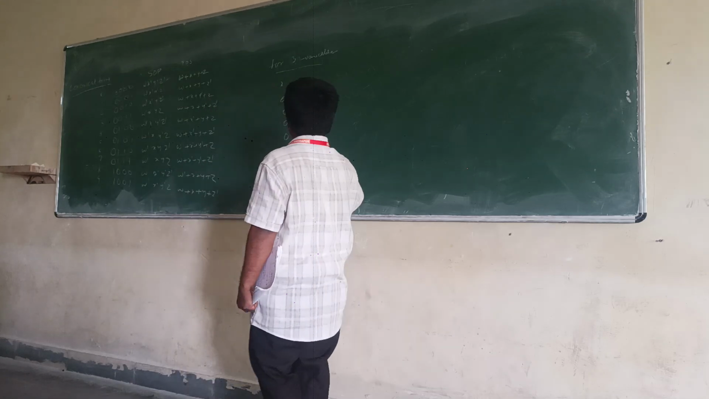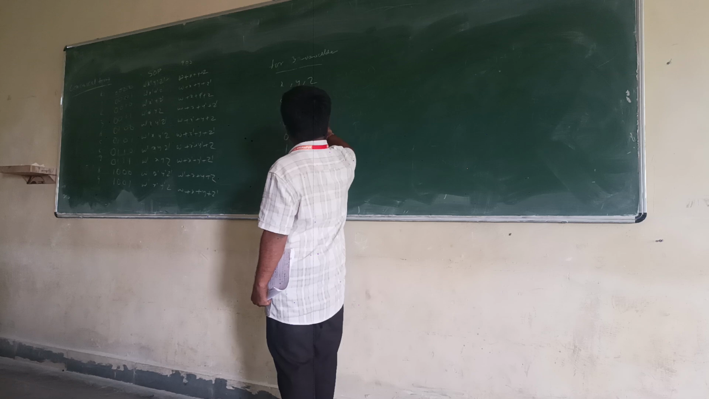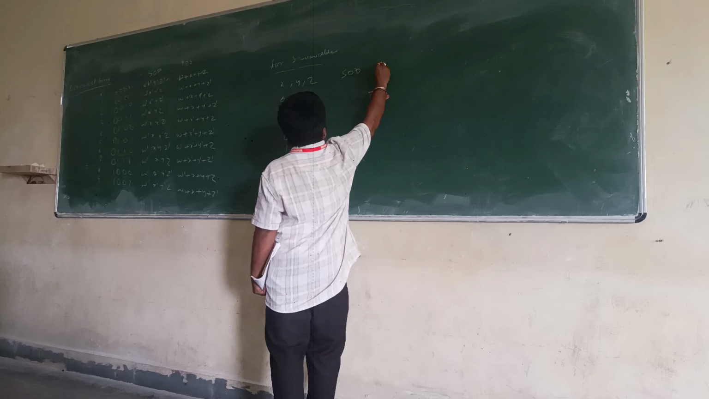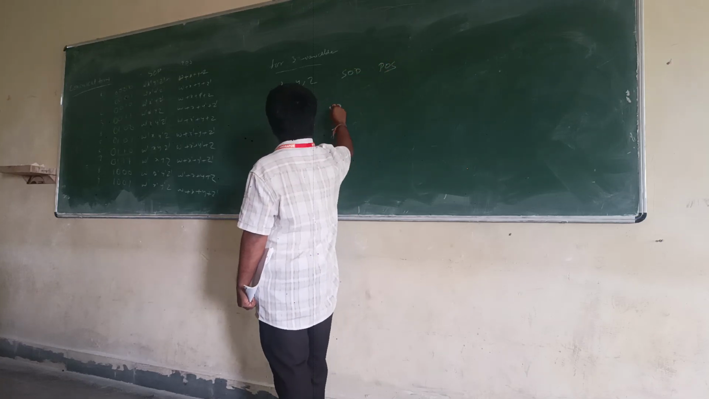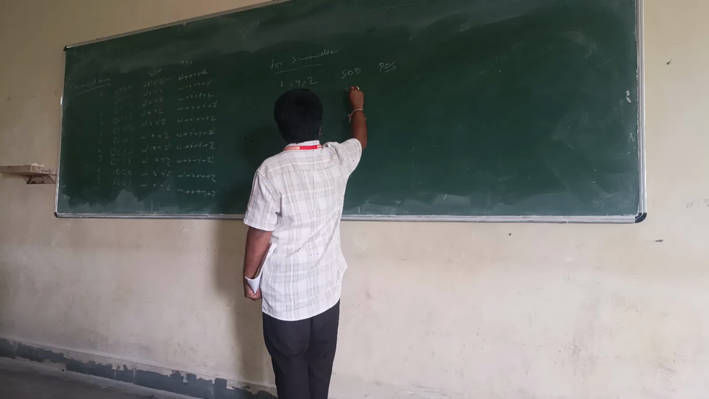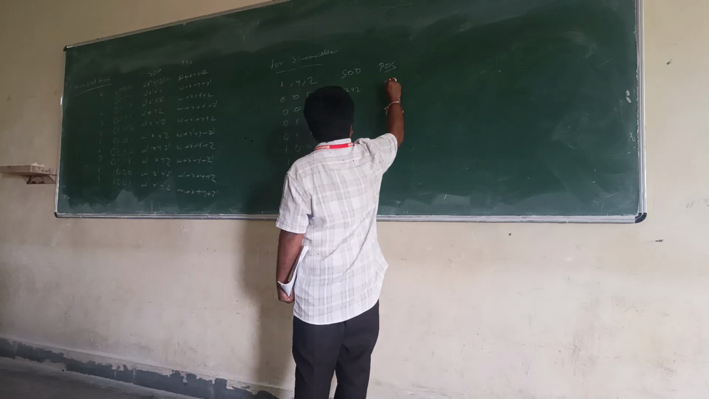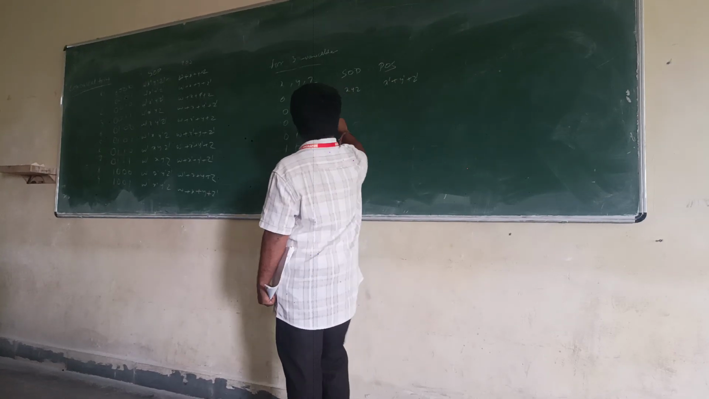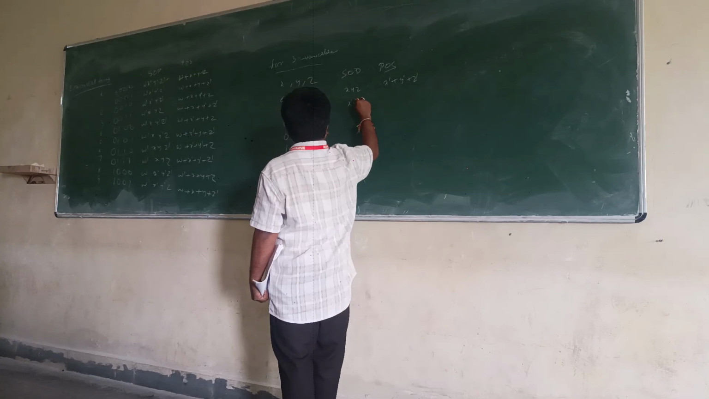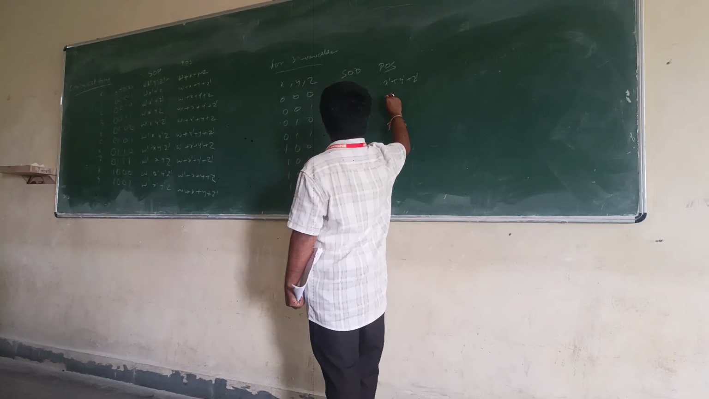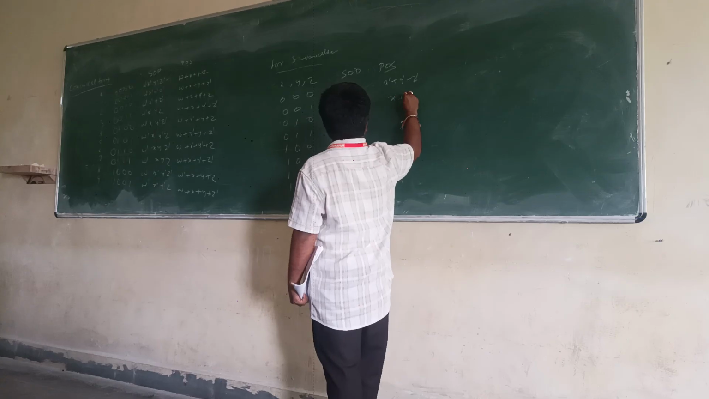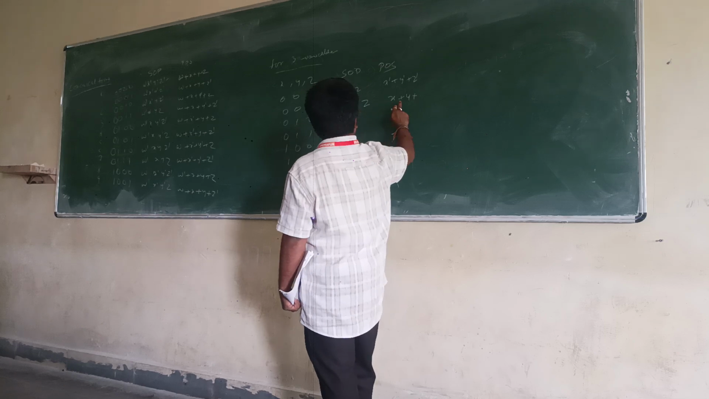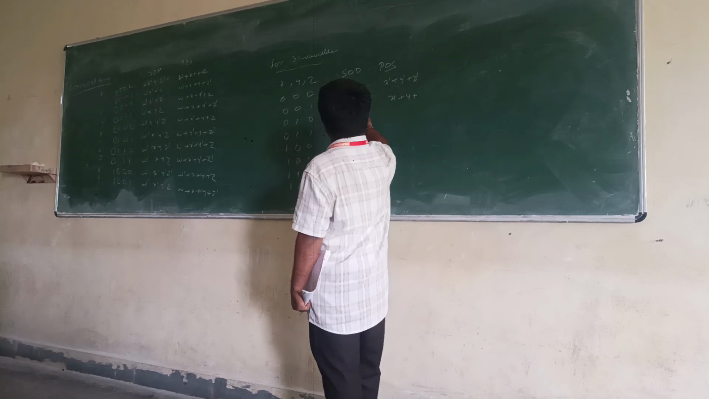Okay, how many are there here? Okay, 8 are there. Just write the SOP and POS forms also for this one. This is X, Y, Z. Okay, this is X bar plus Y bar plus Z bar. Okay, this is X bar, Y bar, Z. This is X plus Y plus Z bar.